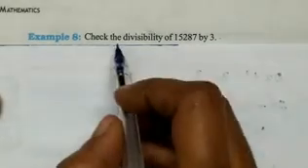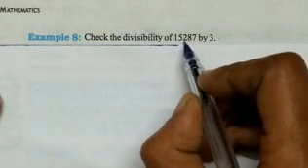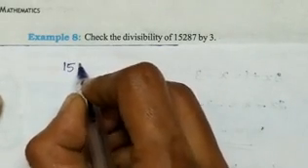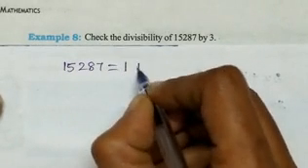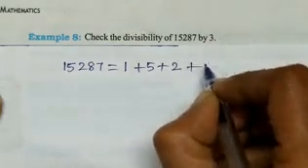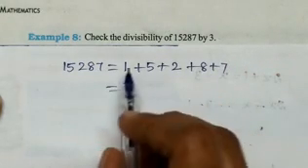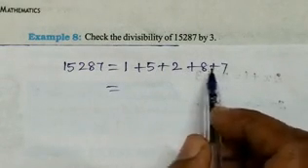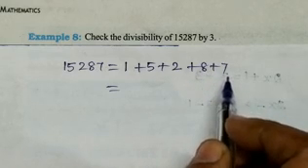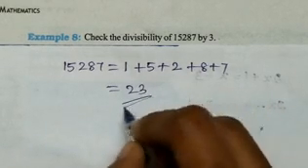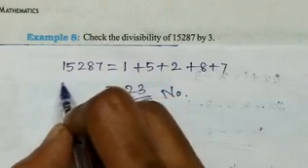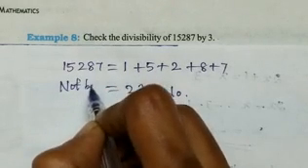Example 8. Check the divisibility of 15,287 by 3. Here also, to check that, first we have to add all the digits. 1 plus 5 plus 2 plus 8 plus 7, which is equal to 1 plus 5 is 6. 6 plus 2 is 8. 8 plus 8 is 16. 16 plus 7 is 23. Is this divisible by 3? No, this is not divisible by 3. So this number is also not divisible by 3.